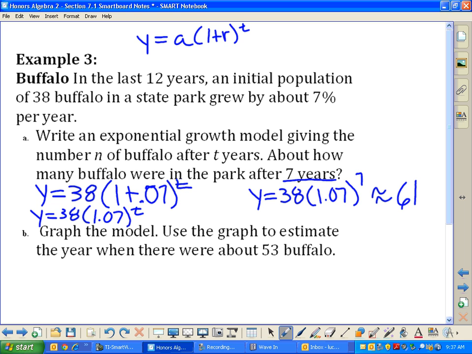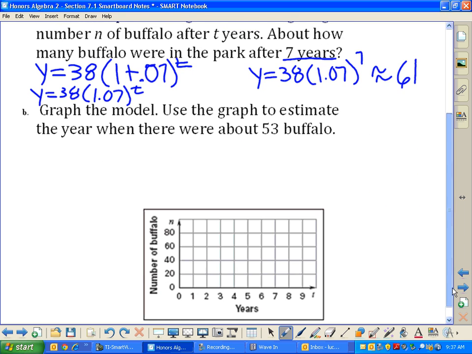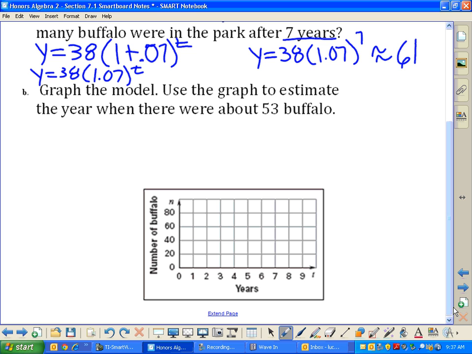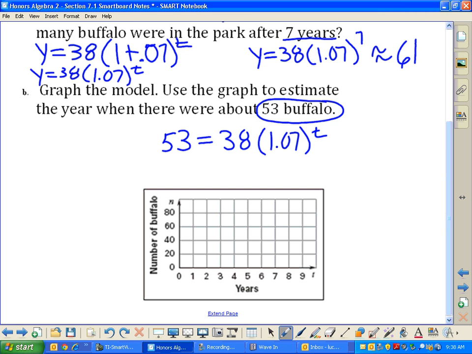Okay, so now they want us to go ahead and graph. And today's mission is to use the graph to determine when we are going to have 53 buffalo. So check this out, people. Here's what you are about to do. This is like a landmark day. What we're doing is we're setting our dependent variable equal to 53. And you folks are going to solve for t. You're going to tell me how many years go by before I get to have 53 buffalo in this state park. That's a big deal.